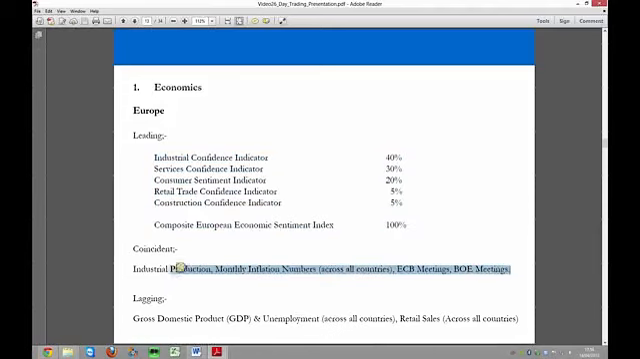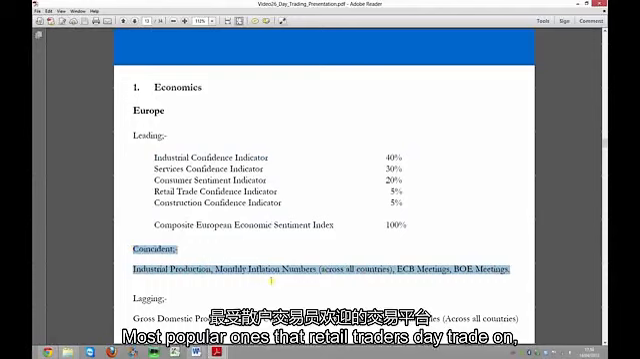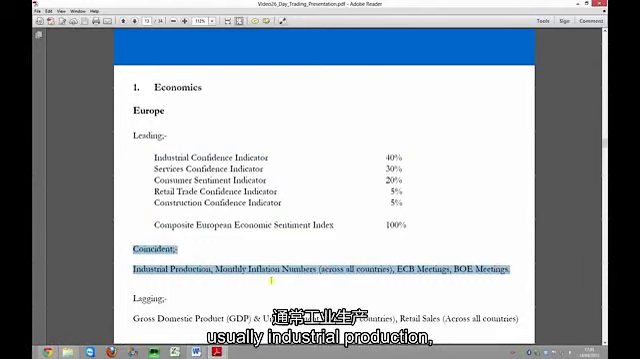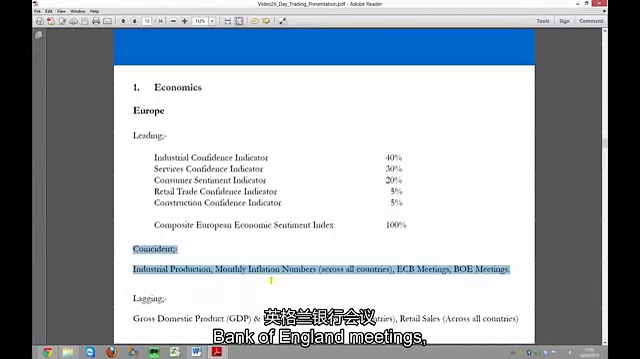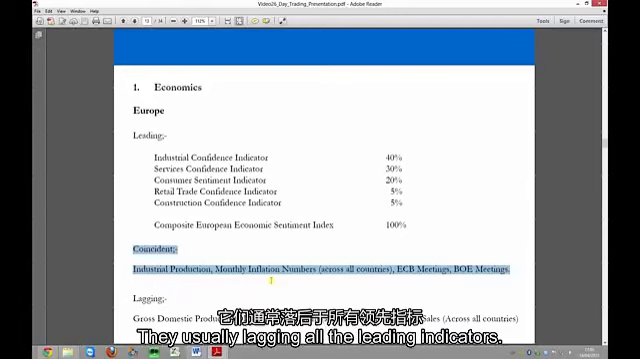Coincident indicators in Europe, the most popular ones that retail traders day trade on, are usually industrial production, monthly inflation numbers across all countries, and the ECB meetings, ECB decisions, Bank of England meetings, Bank of England decisions. They're usually lagging all the leading indicators.